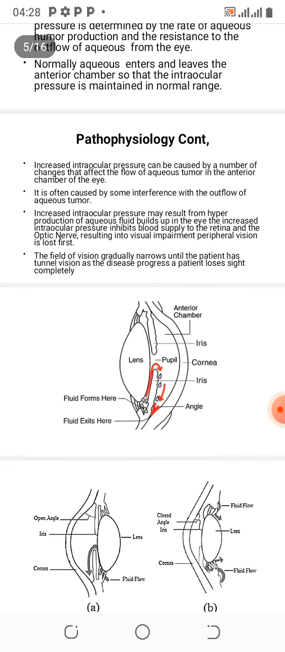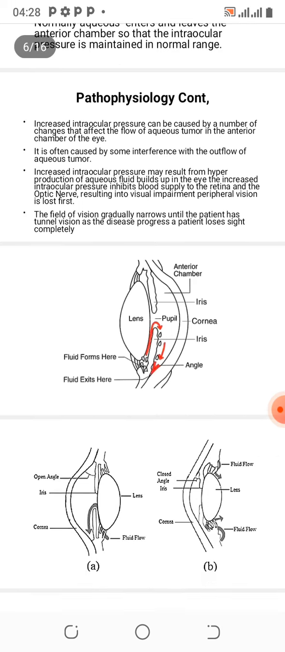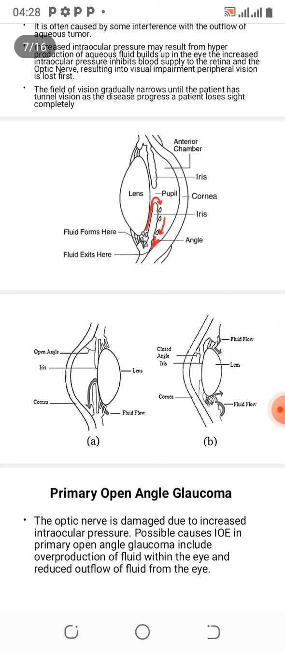Okay, that's a diagram of an eye showing the lens, the anterior chamber, the cornea, and the iris. The second diagram shows primary open angle glaucoma and closed angle glaucoma. So A is for primary open angle glaucoma and B is for primary closed angle glaucoma.